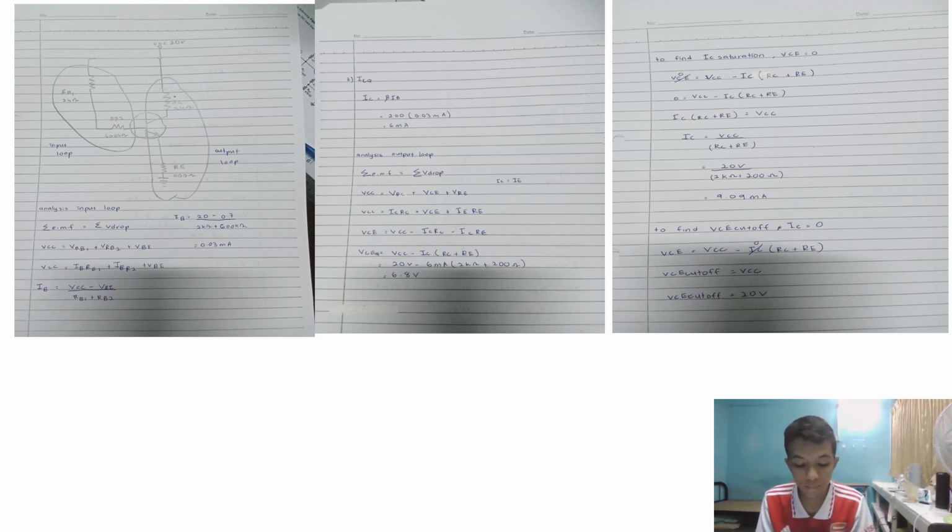To find VCE cutoff, IC is equal to 0. So VCE is equal to VCC minus IC in bracket RC plus RE. IC is 0, so there is no value there. So VCE cutoff is equal to VCC, which is 20 volt.